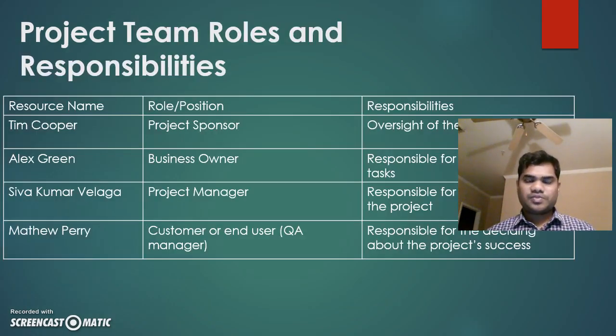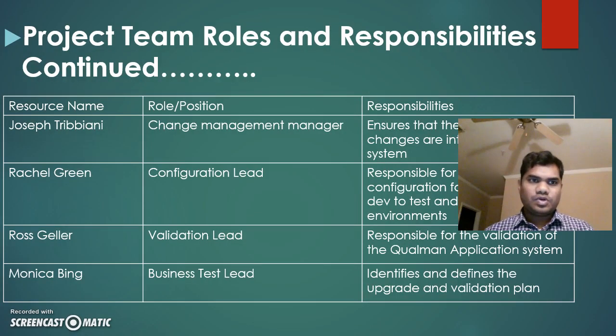That's project team roles and responsibilities. Tim Cooper is the project sponsor, and he has oversight of the complete project. Alex Green is the business owner, and she's responsible for the delegation of the tasks. Sivakumar Velaga, that's me, is the project manager, and I'll be responsible for the completion of the project. Matthew Perry is the end customer. He's the QA manager who will be deciding the success of this project based on whether we have met the criteria or not.